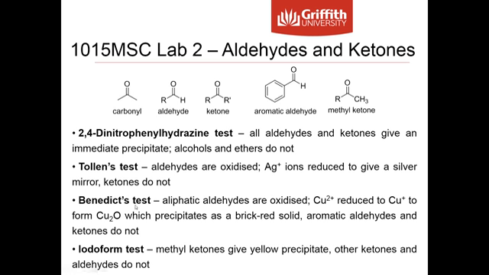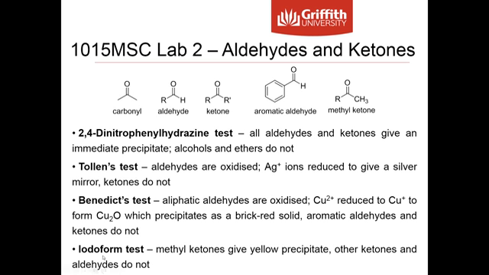The third test then is Benedict's test. In this one, aliphatic aldehydes are oxidized and we'll get a positive result, whereas ketones and aromatic aldehydes would give a negative result. An aromatic aldehyde contains this benzene ring connected to the aldehyde group. That would give a negative result, and a ketone would give a negative result in that. But an aliphatic aldehyde would give a positive result in the Benedict's test.